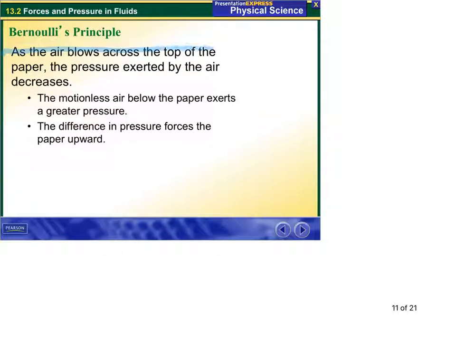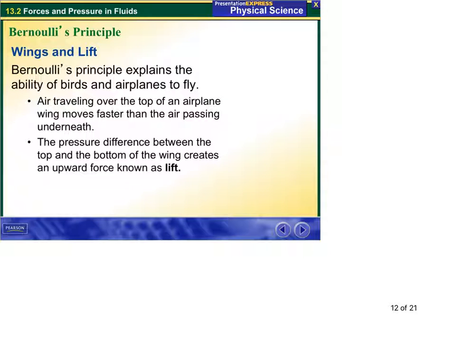As the air blows across the top of the paper, pressure exerted by the air decreases. The motionless air below the paper exerts a greater pressure, and that causes an upward lift. Airplanes are an example of Bernoulli's principle. Why airplanes? Birds can fly. Air traveling over the top of an airplane wing moves faster than the air passing underneath. This pressure difference gives lift.